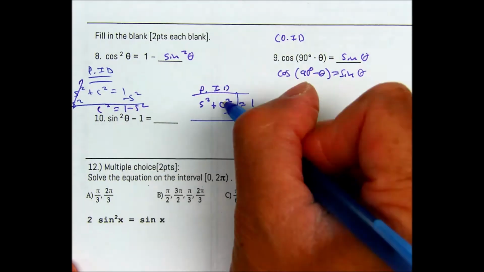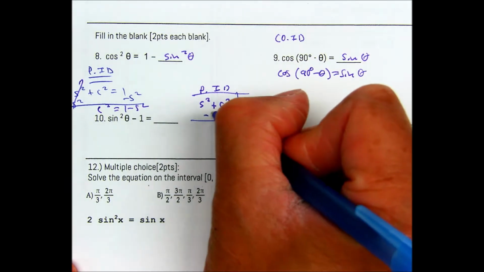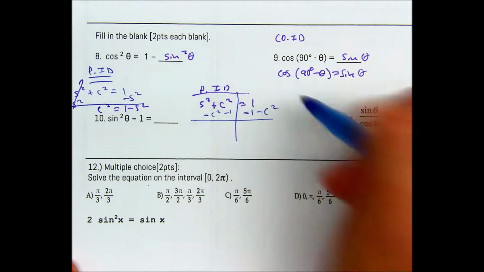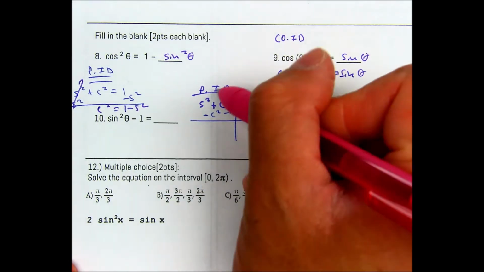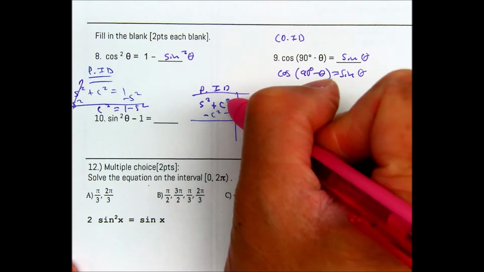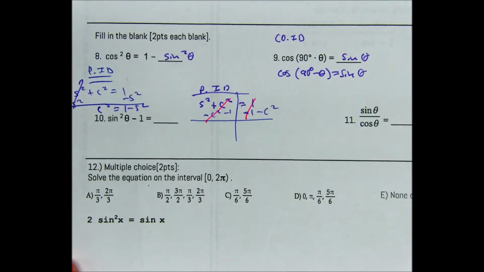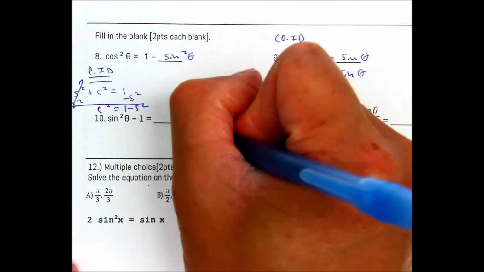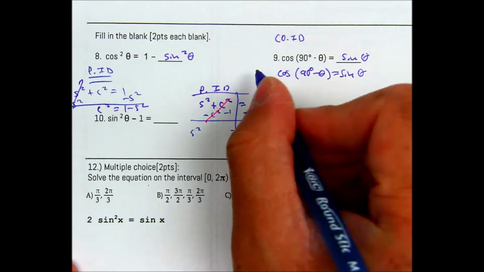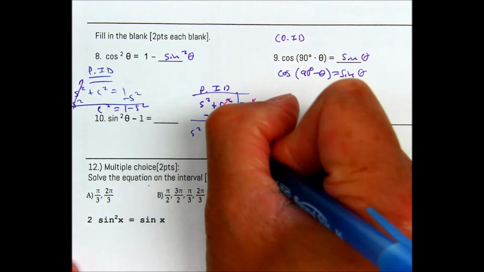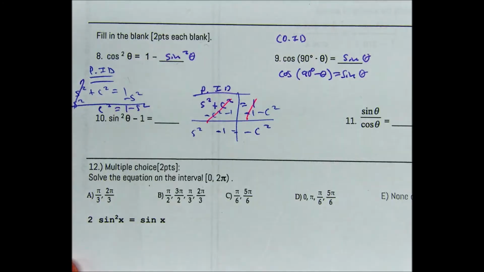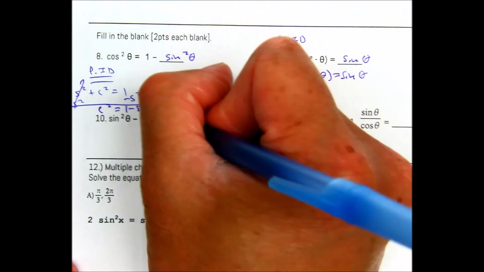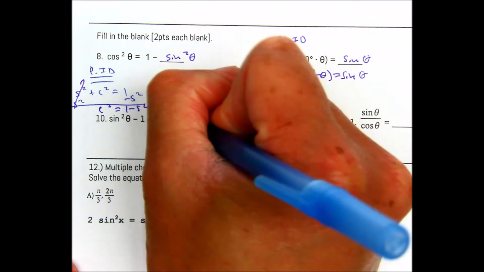How to get rid of this cosine? You would just subtract cosine. Subtract cosine. So then 1 minus 1 is 0. Cosine squared minus cosine squared is 0. And then you're left with sine squared minus 1 equals negative cosine squared. So your answer here to get full credit is negative cosine squared theta.